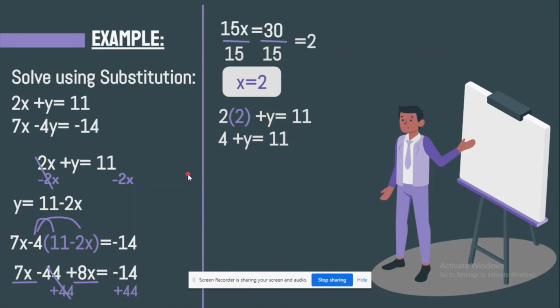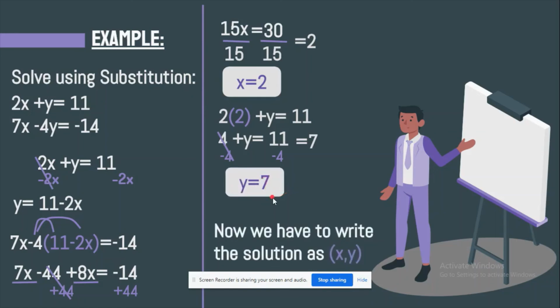Now we still want to leave y alone. By doing that, we can subtract 4 from both sides. So 4 minus 4 is 0. We can cancel that. And 11 minus 4 is 7. Now we found the value of y, which is 7.